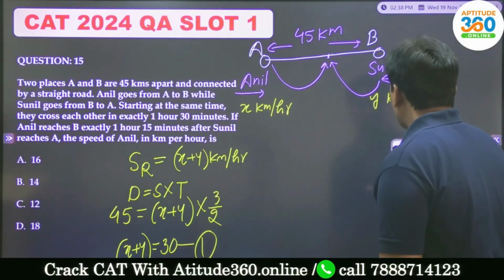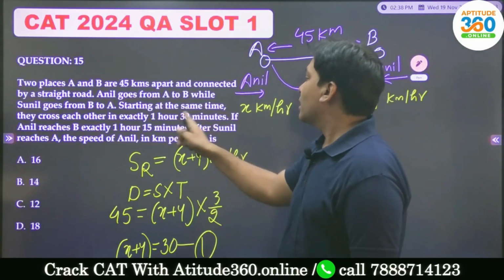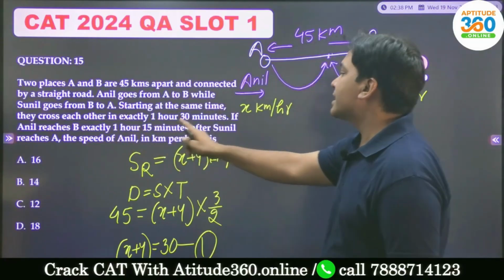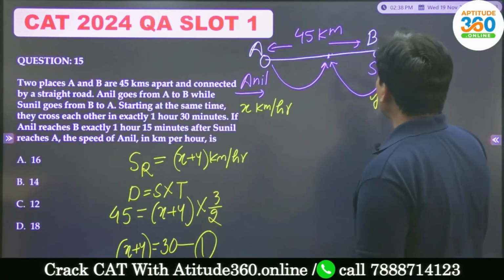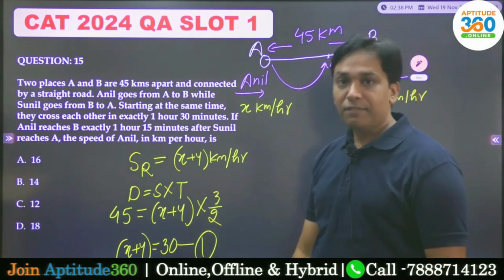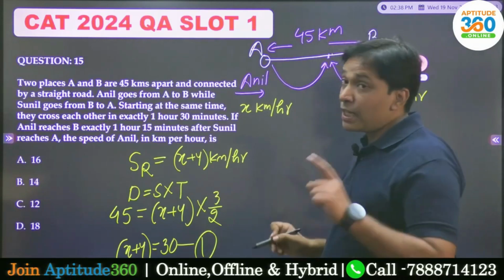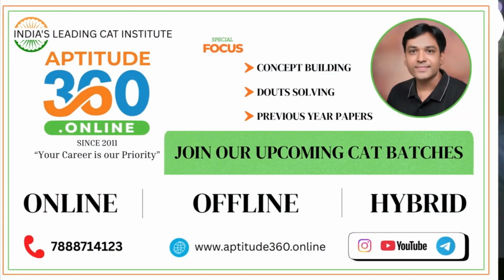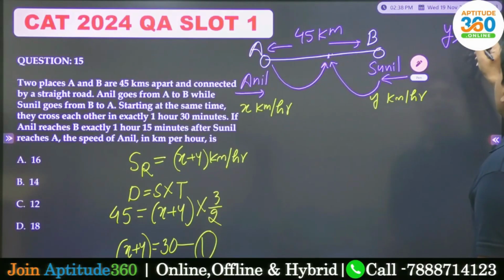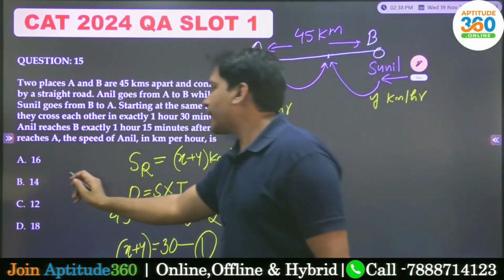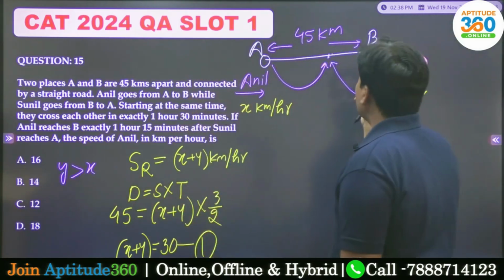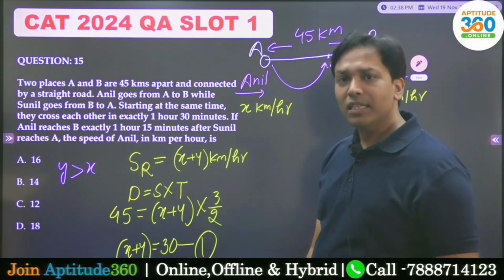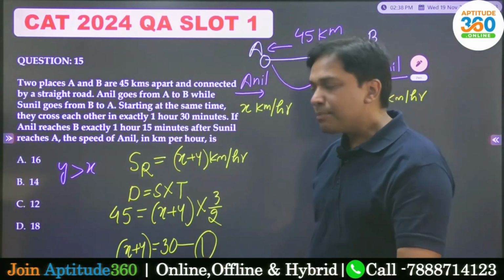Now, the problem also tells you this. Anil reaches B exactly 1 hour 15 minutes after Sunil reaches A. So Sunil is reaching A first. So one thing that you need to understand is that Sunil's speed has to be more than that of Anil's speed. So let me write it down over here. y will have to be bigger than x. Why? Because Sunil is reaching earlier. Anil is taking more time to travel the same distance.